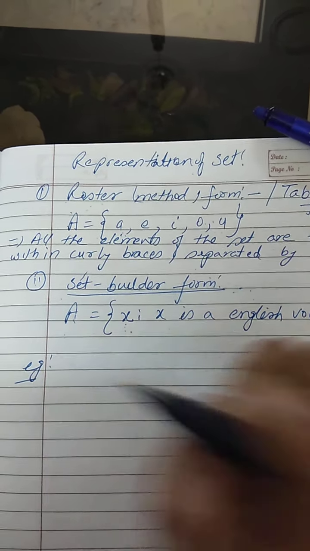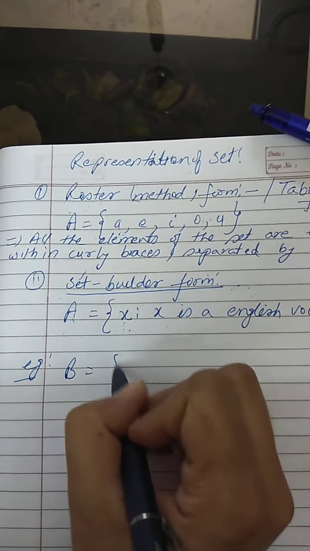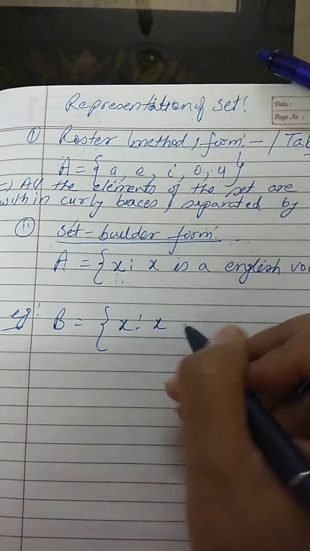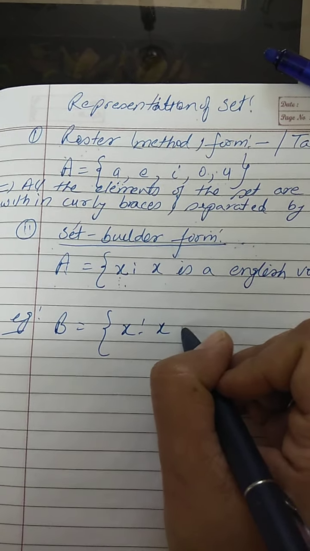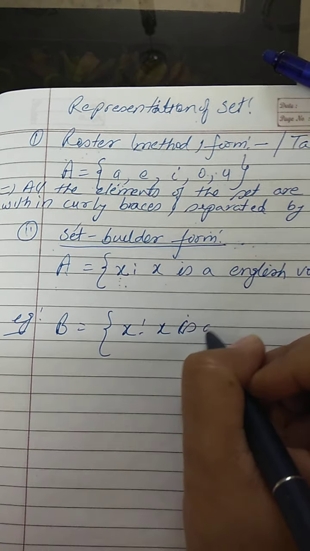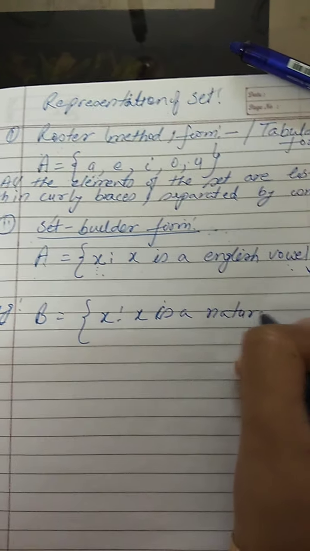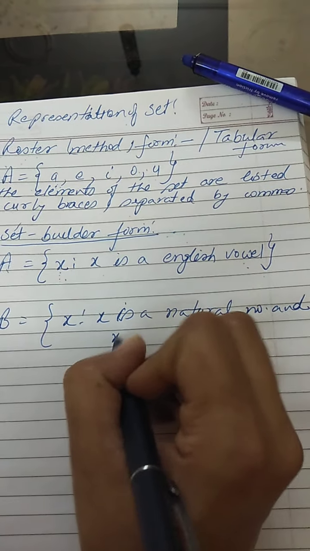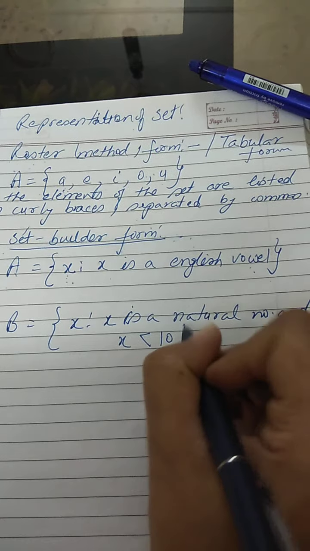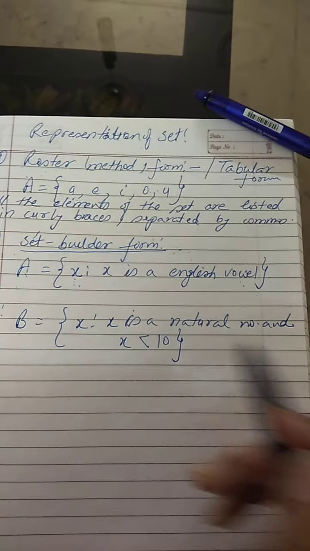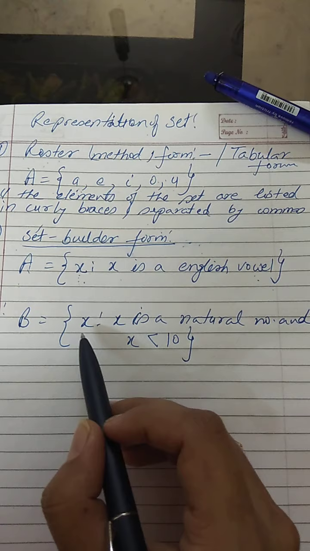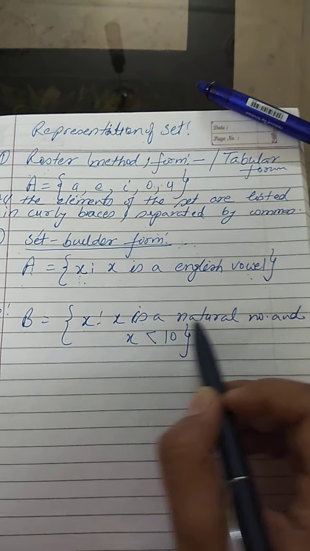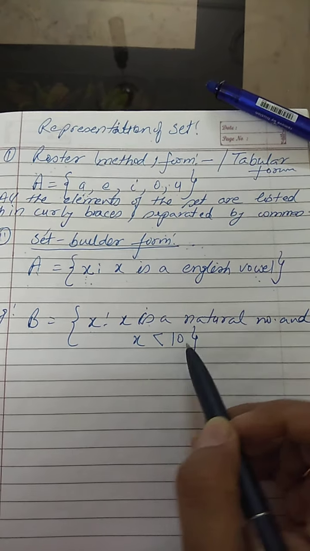Let me take one more example. When I write down set B such that all X, such that X belongs, X is a natural number and X is less than 10. I am writing one property. What is the property? In this set B, all X such that X is a natural number and it is less than 10.